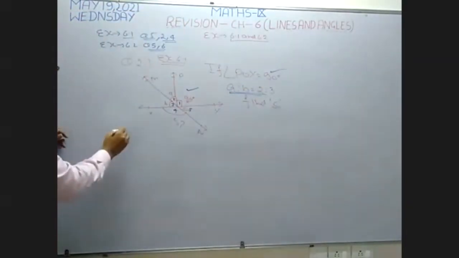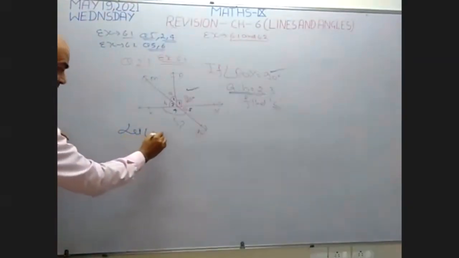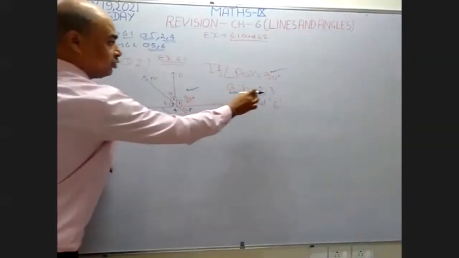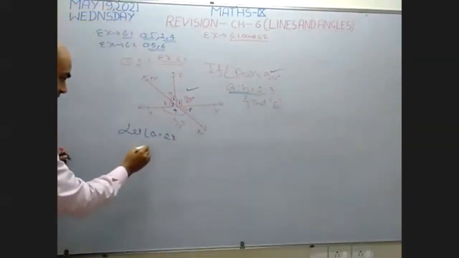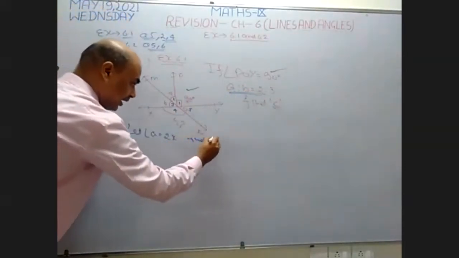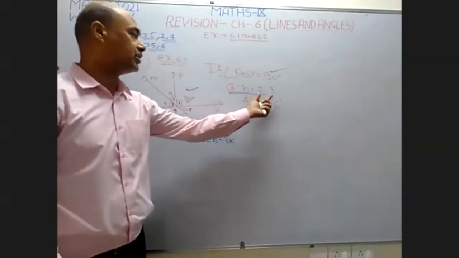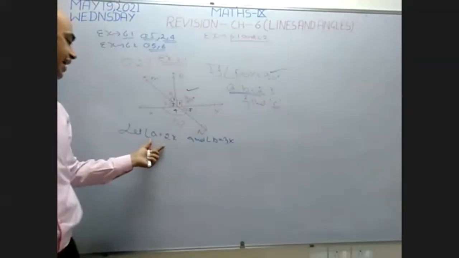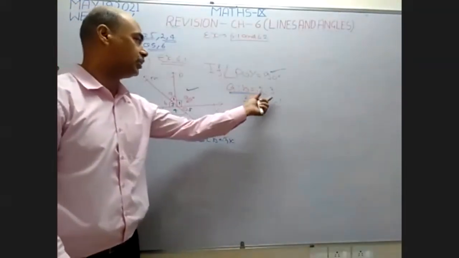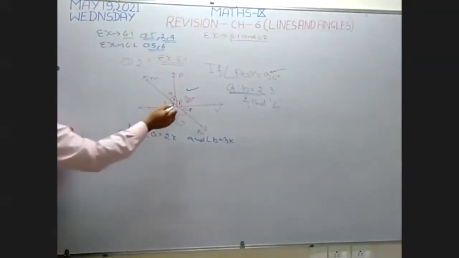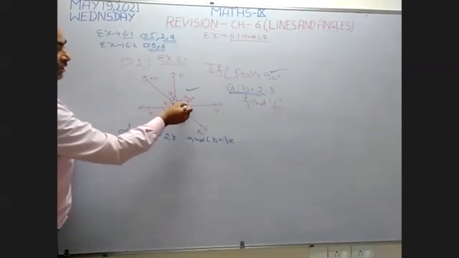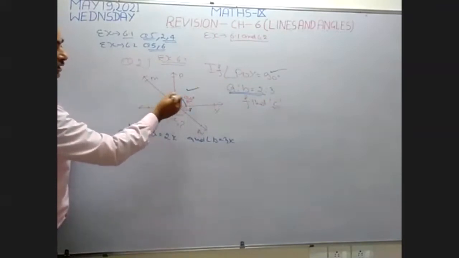So, right here, let angle A equal 2x. When a ratio is given, you have to suppose 2x and 3x. And angle B becomes 3x. Because it is given that the ratio of these two angles is 2:3. So I suppose let angle A become 2x and angle B become 3x. Now see, what is the relation between these three angles?